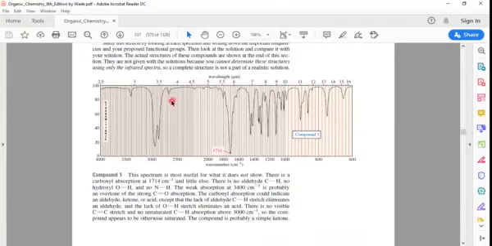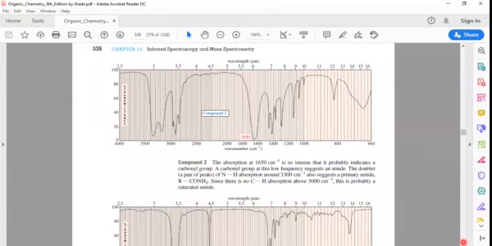With the absence of peaks here and the absence of a broad peak here, we can say that most probably it is a ketone. It is a ketone. Okay, what about this? Which is this peak? Yes, carbonyl. Which carbonyl? Most probably.